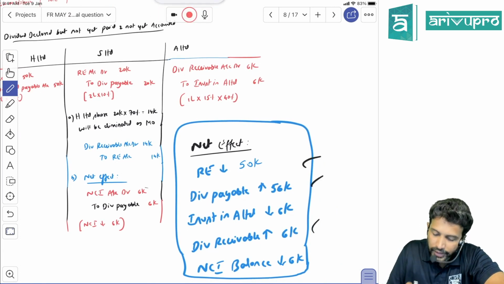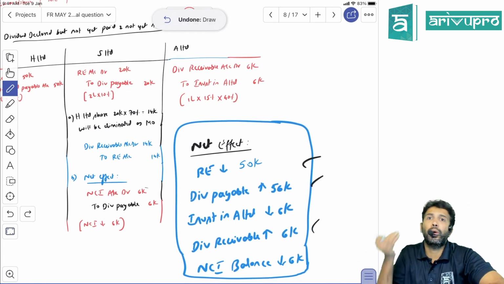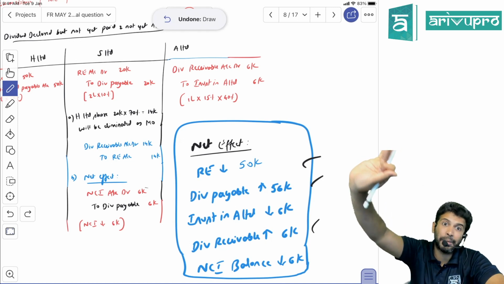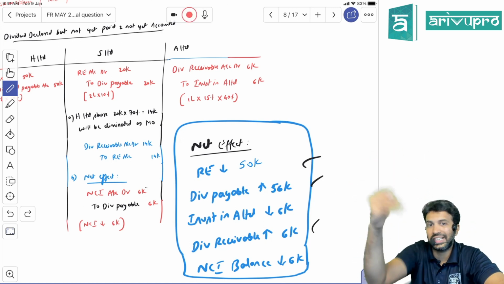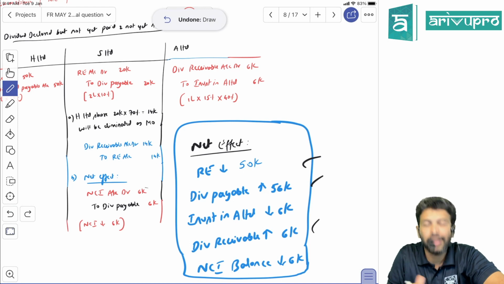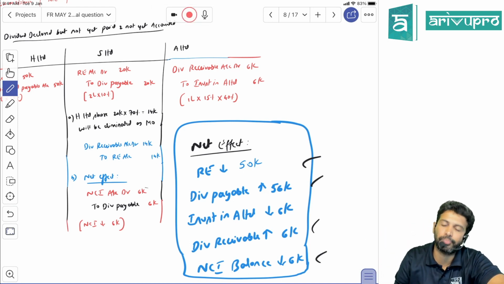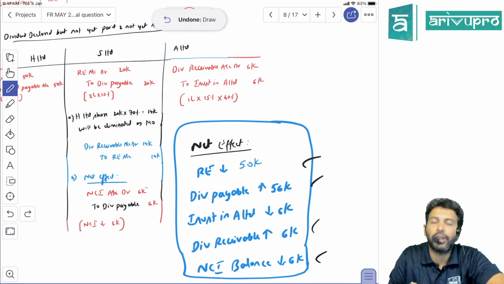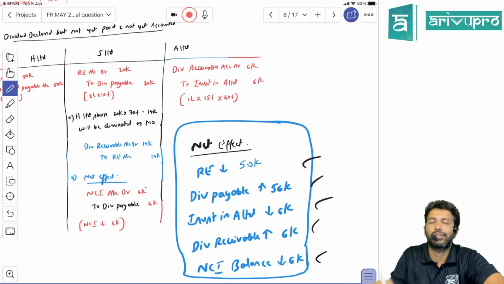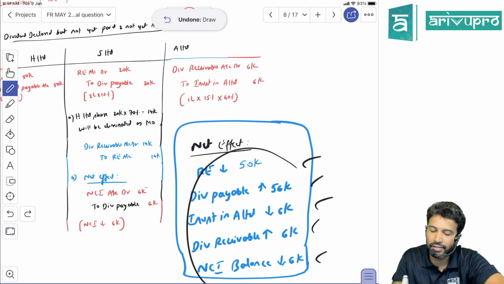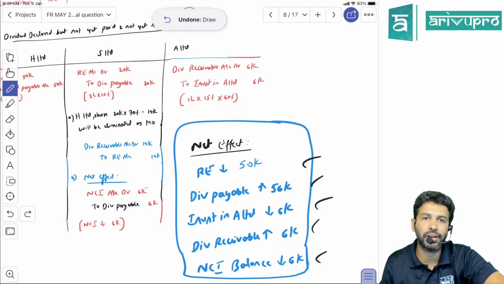Okay, sir. Then NCI you have debited. Sir, NCI you show it on the liability side. If you're confused about NCI ka balance, you show it on the liability side. So obviously it has credit balance. So if you debit it, NCI balance will reduce. So due to this adjustment, NCI balance will reduce by 6,000. Then investment in associate you have credited. Investment has debit balance. If you credit, its balance will reduce. So basically these five impacts you need to give in consolidated financial statement.